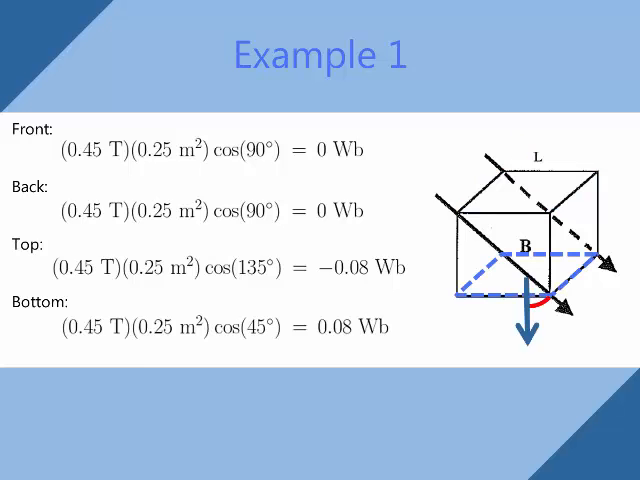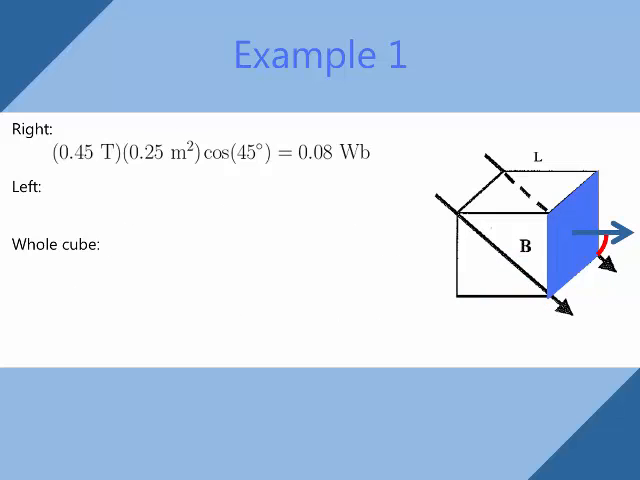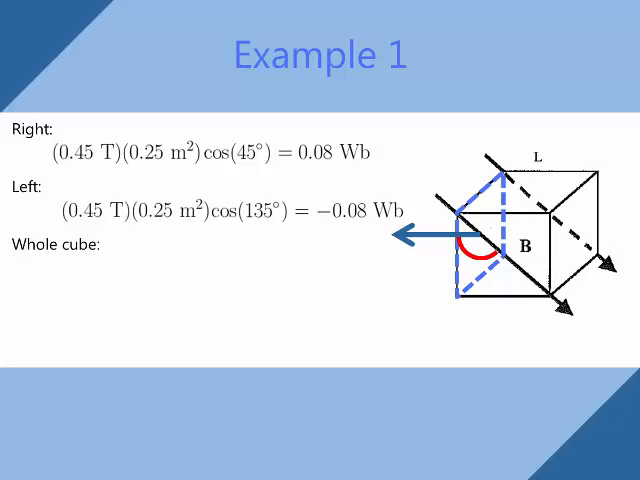For the bottom, we again draw a surface normal and find that we have 45 degrees between the field and the surface normal. This gives positive 0.08 Webers. For the right side, we get 45 degrees, with 0.08 Webers. And the left side, we again have an angle of 135 degrees, yielding negative 0.08 Webers.